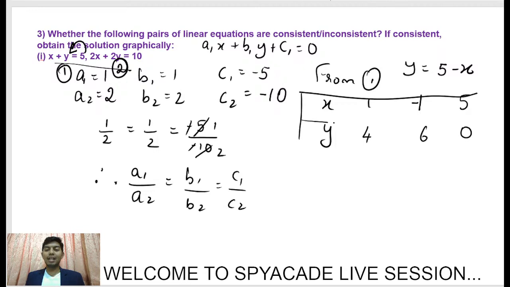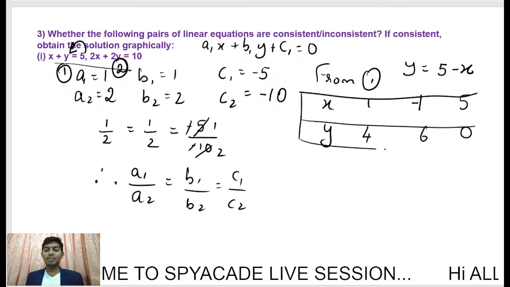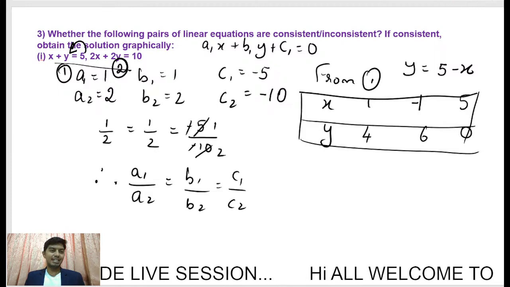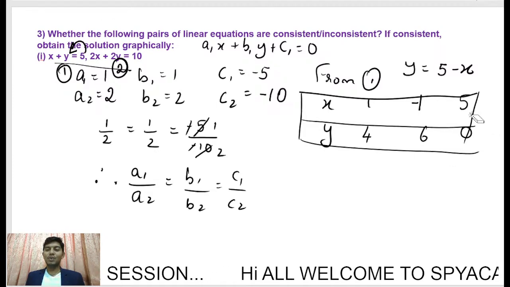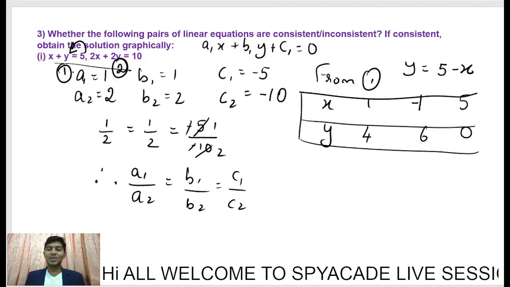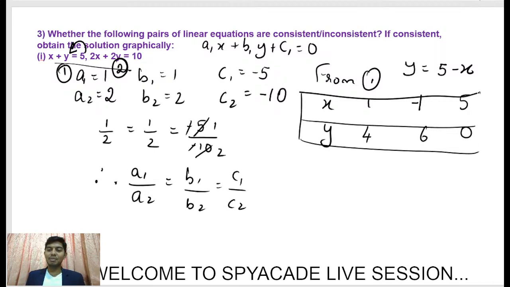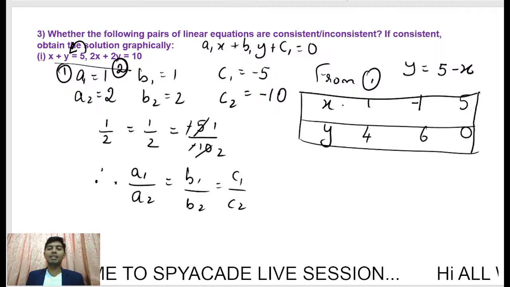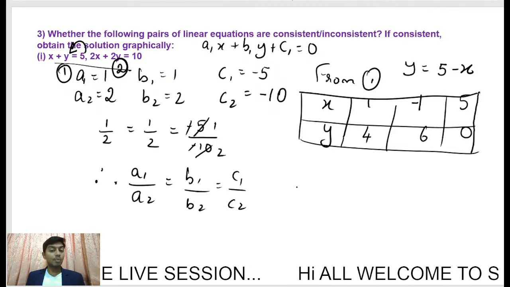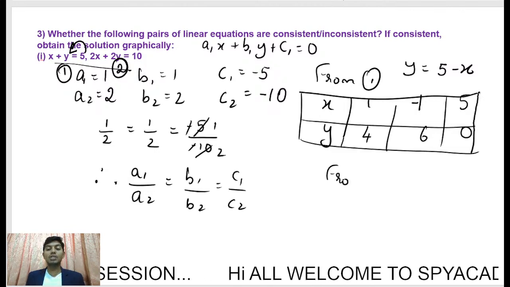Use a scale and a pencil in your exam to draw all these lines so that it will look neat. Right? If you draw like this, then your teacher will shout at you. So make use of your scale and pencil and then draw proper lines. Right? So now we got 3 different points. This is from the first equation.